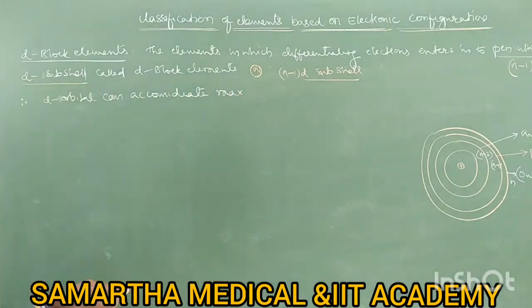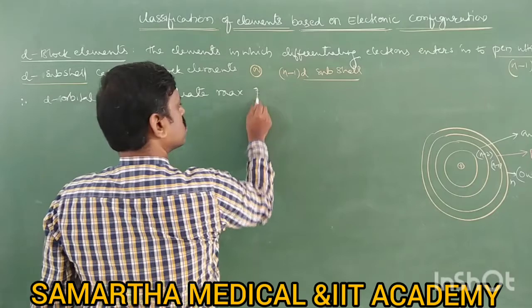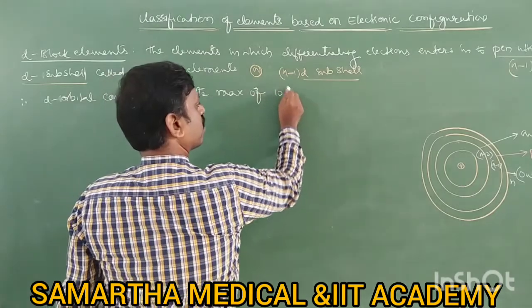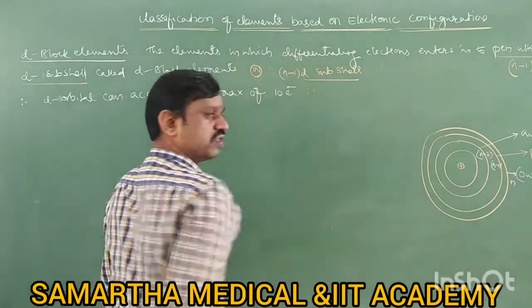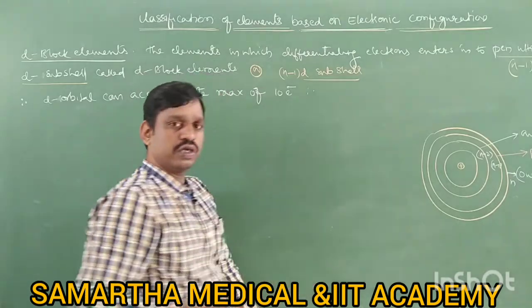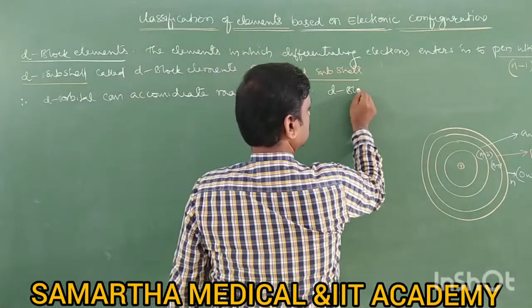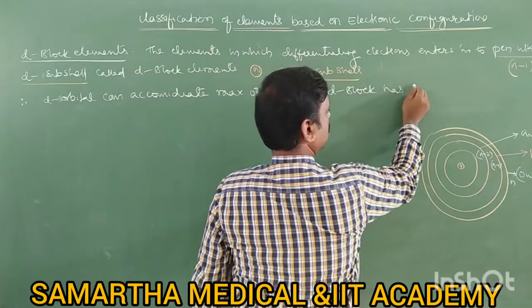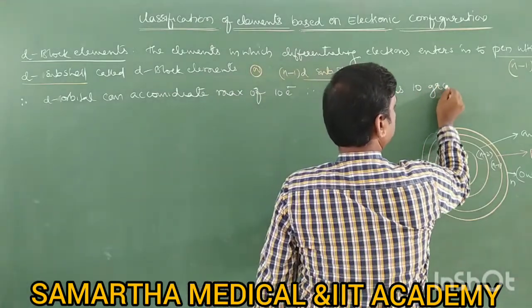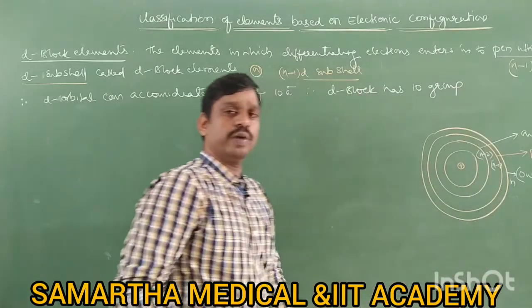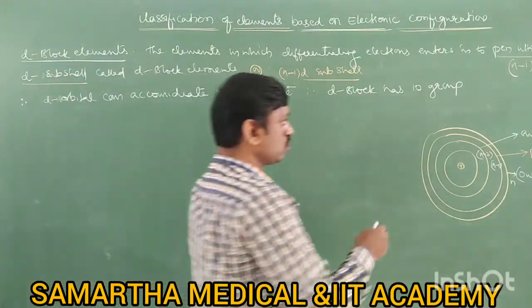D orbital can accommodate a maximum of 10 electrons. Therefore, d block has how many groups? It should be 10 groups. Therefore, d block has 10 groups. It means in d block, total how many groups? 10 groups. What are those 10 groups?